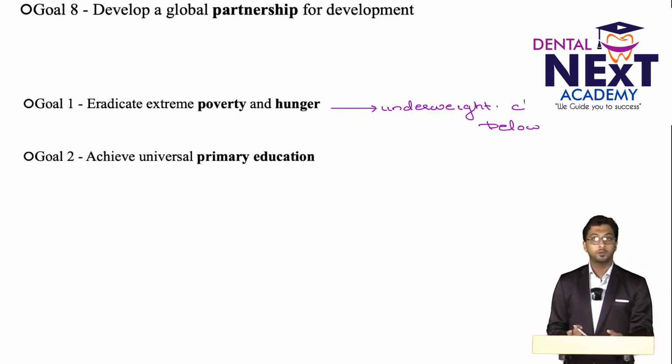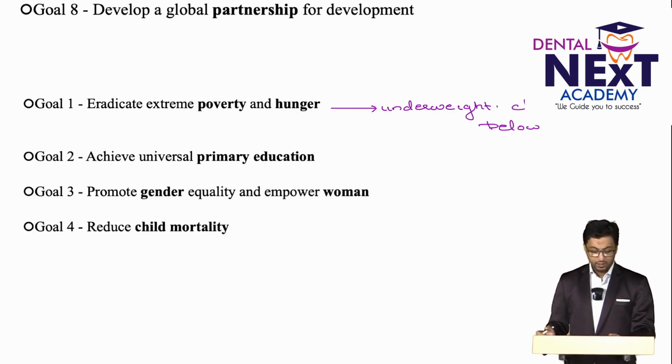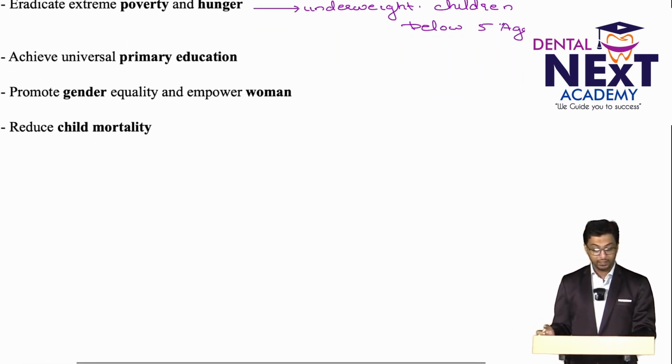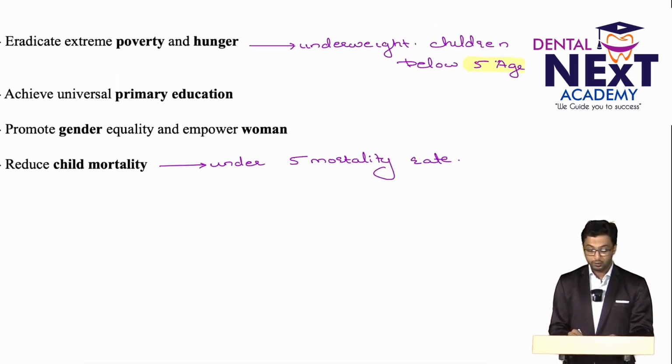The education, you saw that. Then the third is promote gender equality and empower women, same thing. Reduce child mortality. Now this is very important here. Child mortality of what aspect? Under 5 mortality. So under 5 was initially given consideration. Under 5, age under 5.